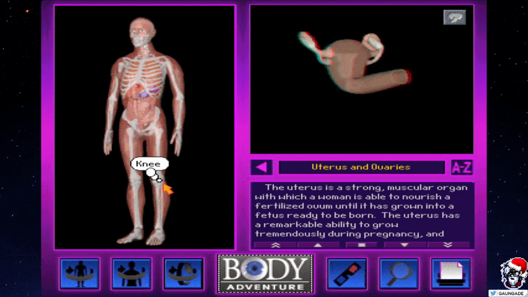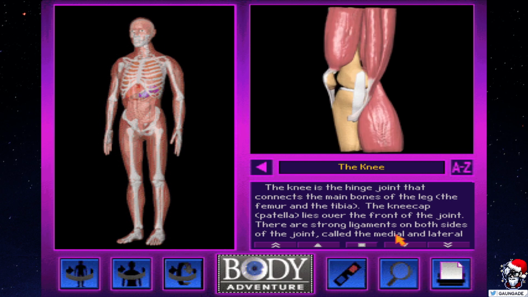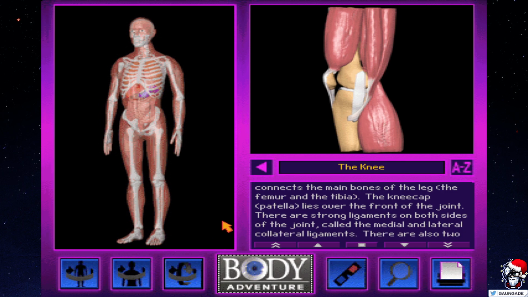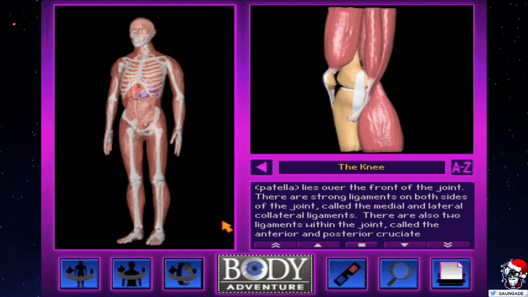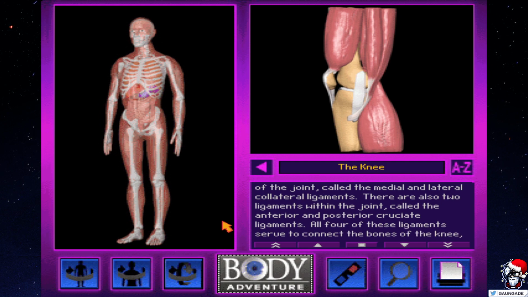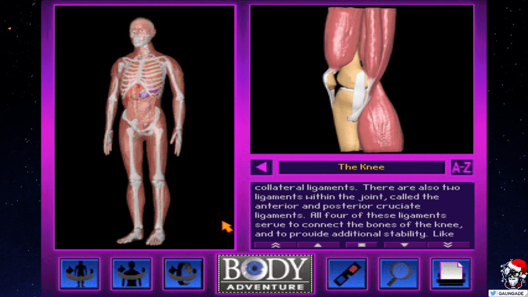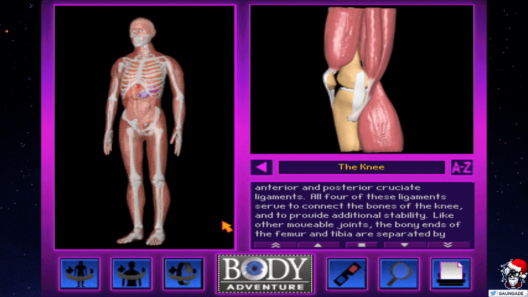The knee. The knee is the hinge joint that connects the main bones of the leg, the femur and the tibia. The kneecap, patella, lies over the front of the joint. There are strong ligaments on both sides of the joint called the medial and lateral collateral ligaments. There are also two ligaments within the joint called the anterior and posterior cruciate ligaments. All four of these ligaments serve to connect the bones of the knee and to provide additional stability.